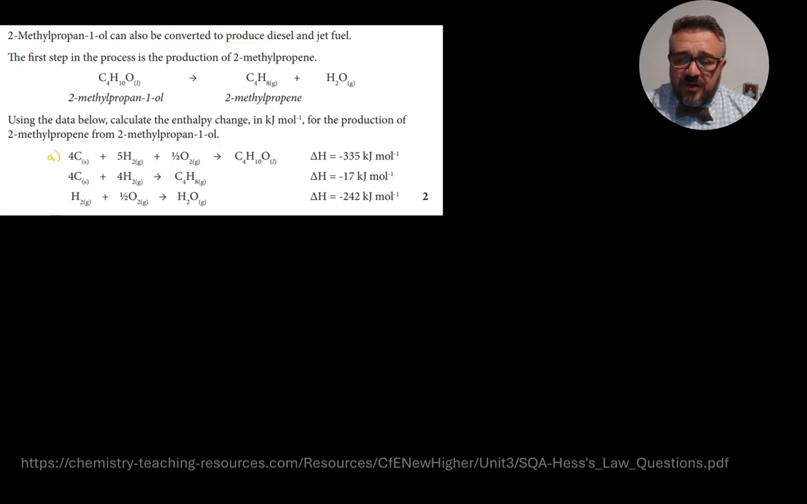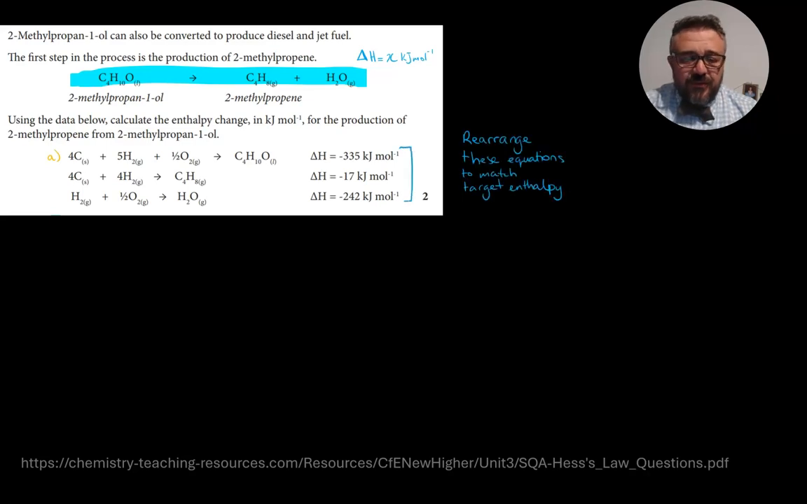Okay, so boom, target equation, gold. We're looking for delta H equals X kilojoules per mole. We want to rearrange these equations down the bottom here to match the target enthalpy up here. So I'll show you what that looks like. It's kind of fun. So we write down our target equation, done. I'm going to label all these A, B, C with a different color.